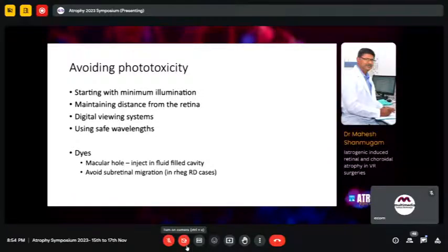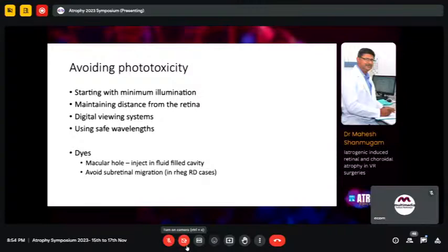Digital viewing systems digitally enhance the amount of illumination, thereby decreasing the need for light quite significantly, so the risk of phototoxicity is quite less. Of course, not everyone can afford the expensive digital viewing systems.